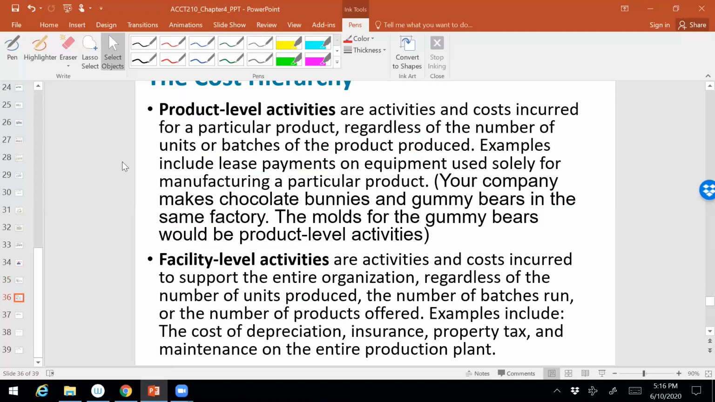Next one, we call it a product level. You say, oh, what is this product level? So it's related with each product. It's related with one particular product.